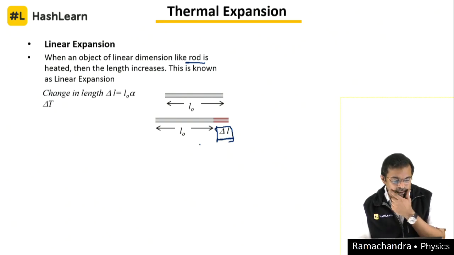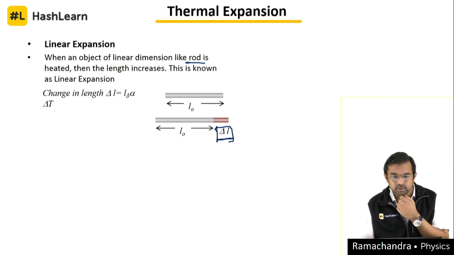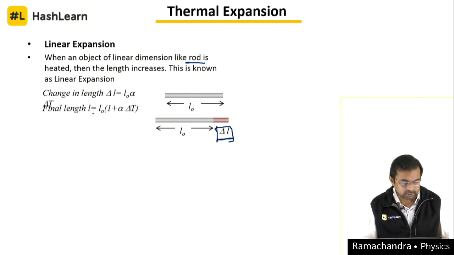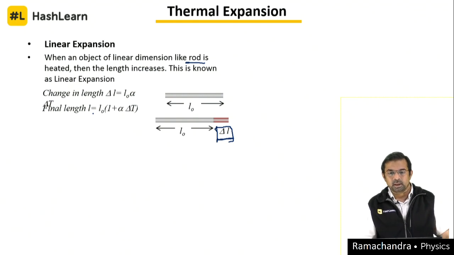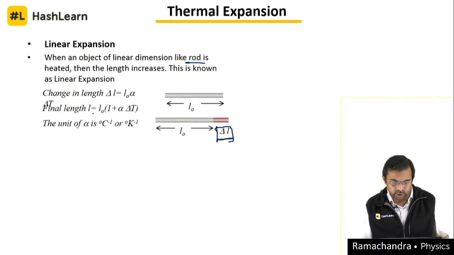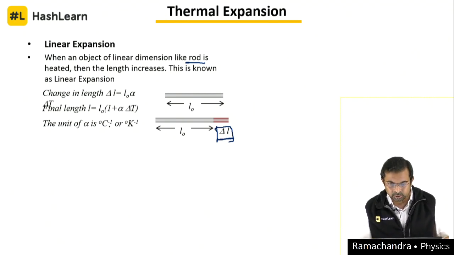The change in length is given by delta L equals L naught alpha delta T, where alpha is called the coefficient of linear expansion. The next very important formula is the final length L equals L naught into 1 plus alpha into delta T. The unit of alpha will be per degree Celsius or per Kelvin, right?